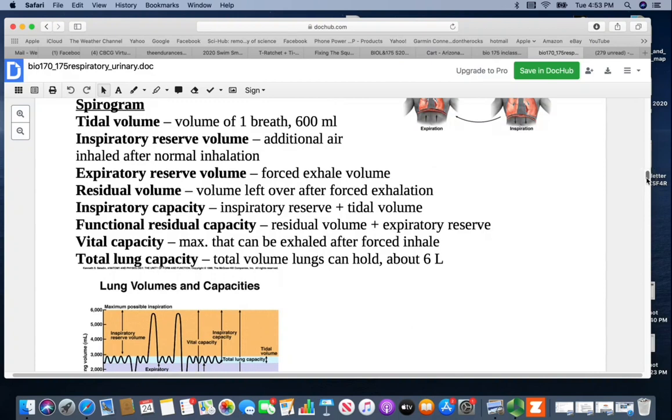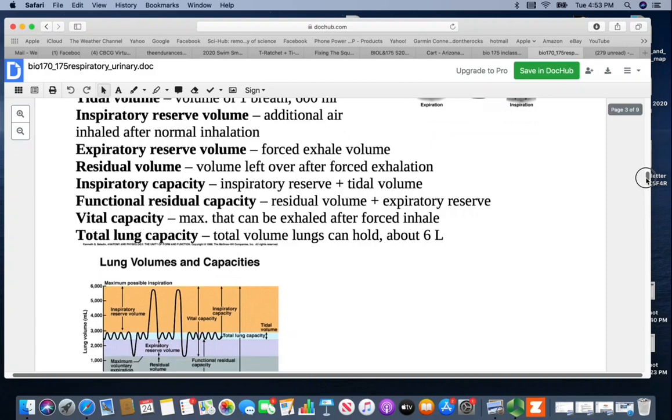Your inspiratory reserve volume is the additional air that you could inhale after a normal inhalation. So when you're just sitting here after you've taken a normal breath in, this is the additional air you could forcefully choose to inhale. That's about 3,100 milliliters. Your expiratory reserve volume would be the forced exhale volume. So after you've taken your nice relaxed exhale, that would be the additional air that you could push out here.